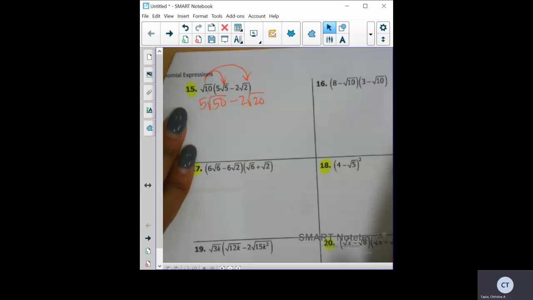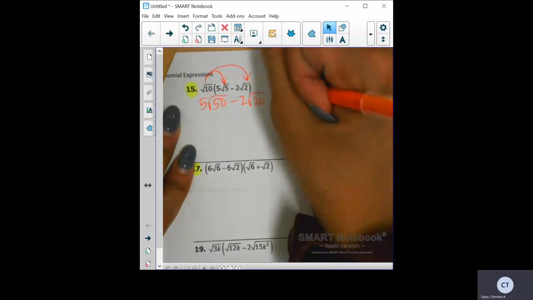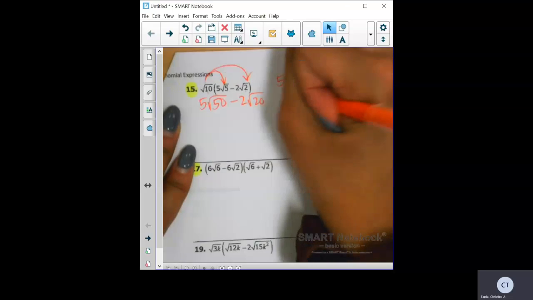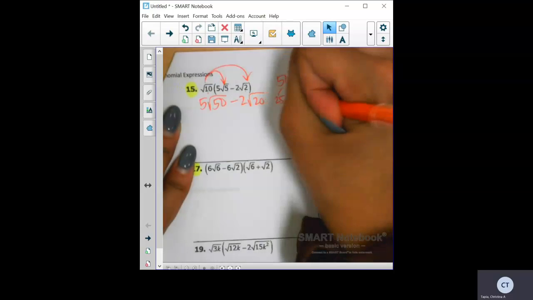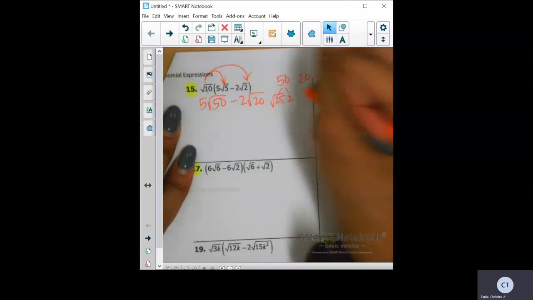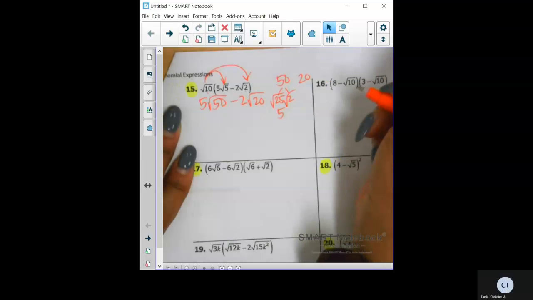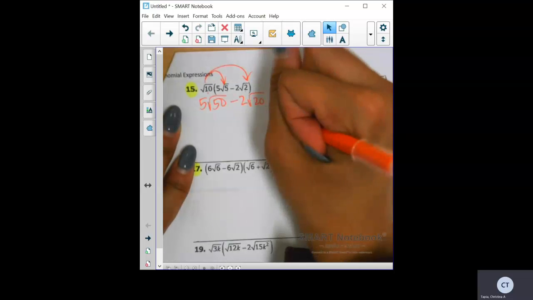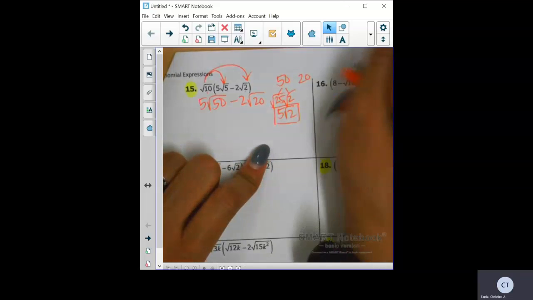Ooh, 50 and 20. I think I can take the square root of those. I can't use my calculator, but I can actually simplify this. So 50 and 20. What times what gives you 50? You can do 5 times 10, or you could do 25 times 2. Why do you think I used 25 and 2? What could you do with that to simplify it quicker? 5 and 5. So the square root of 25 is just 5. So if I take the square root of 25, I'll get 5. The square root of 2 stays 2. So I can replace the square root of 50 with 5 square root of 2. What can I replace the square root of 20 with?